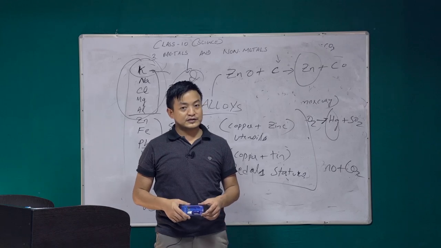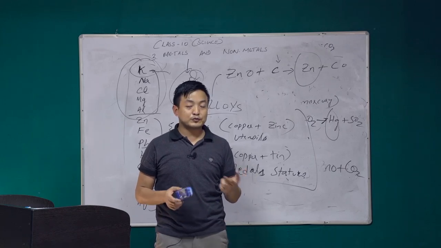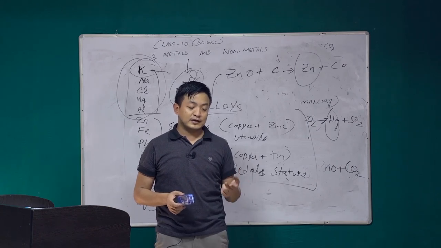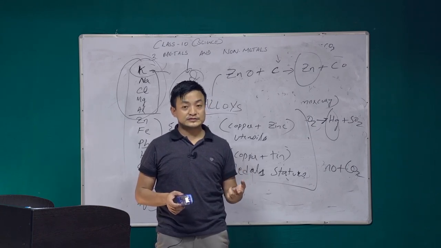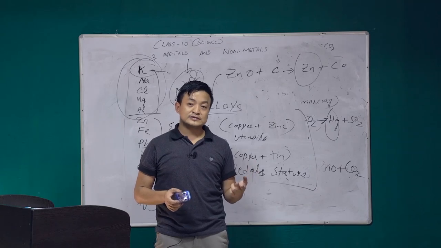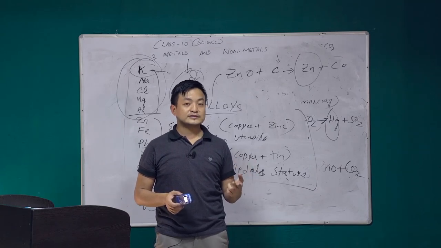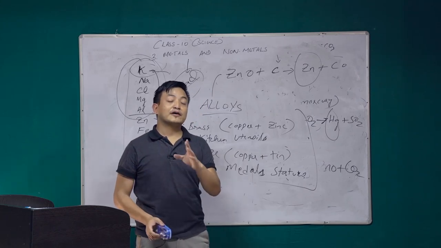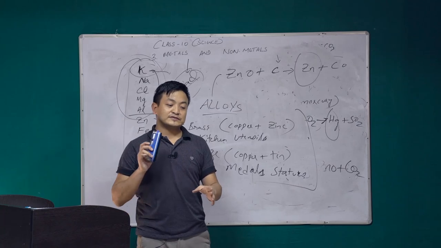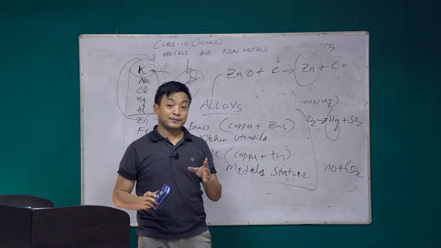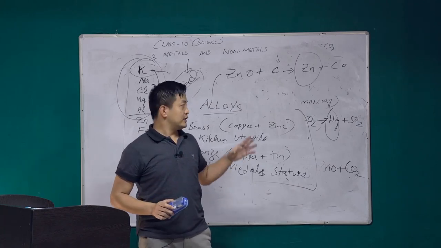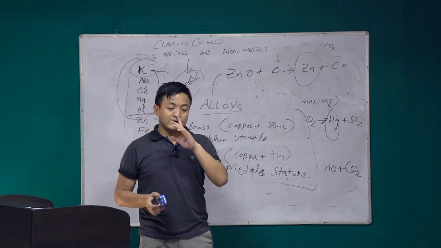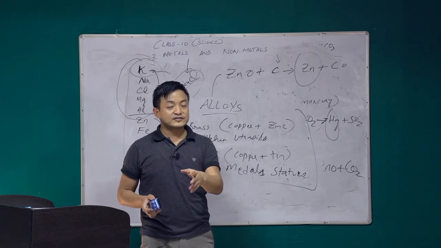So in this chapter, let's do a quick recap of what we have studied. We have studied physical properties of metals, chemical properties of metals, physical properties of non-metals, chemical properties of non-metals. One important thing that we have studied here is the ionic bond, which is a very important concept, clear? And we have studied the reaction between metals and non-metals, and the reactivity series.